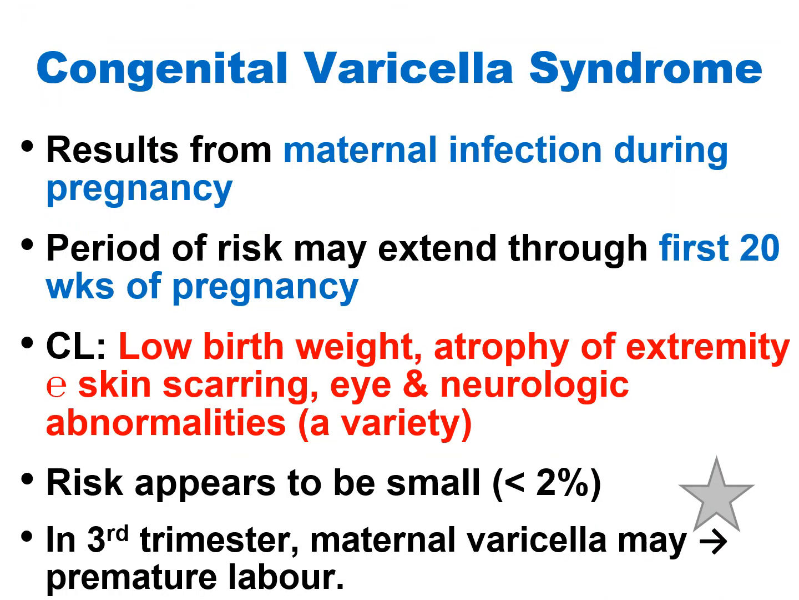Congenital varicella syndrome results from maternal infection during pregnancy. The period of risk may extend through the first 20 weeks of pregnancy. Clinically: low birth weight, atrophy of extremities with skin scarring, and eye and neurologic abnormalities. These are variable. The risk appears to be small, less than 2%. In the third trimester, maternal varicella may lead to premature labor.